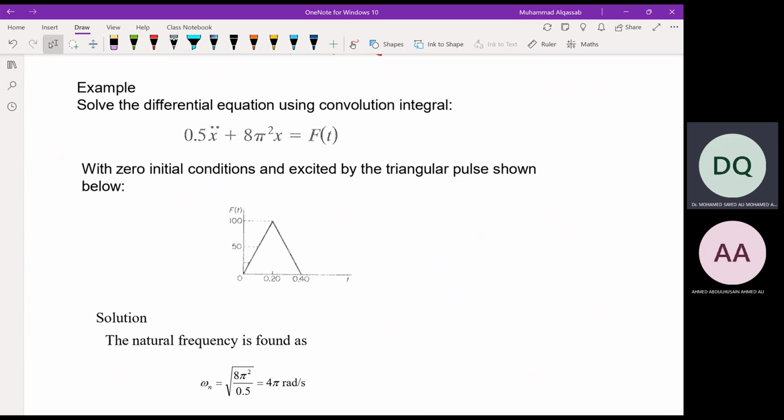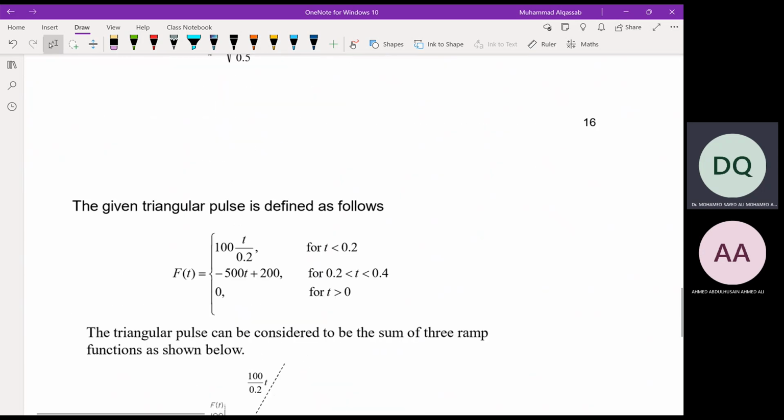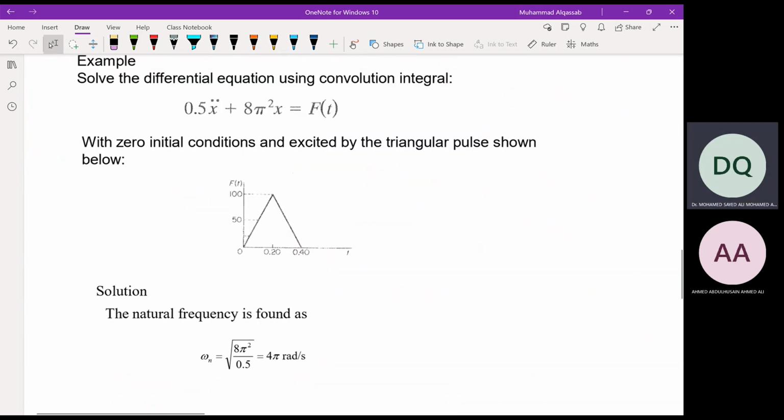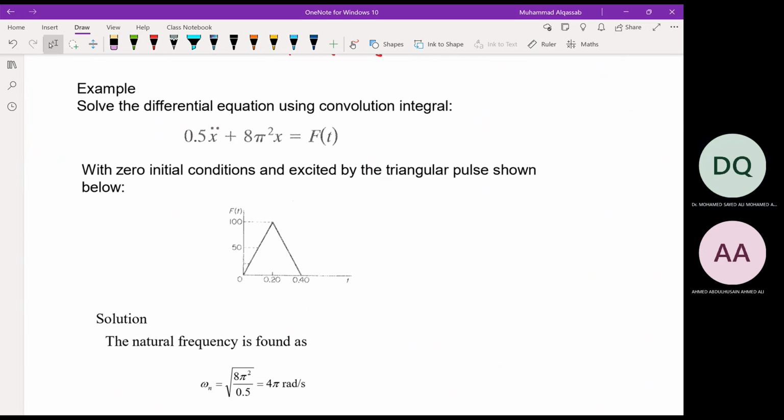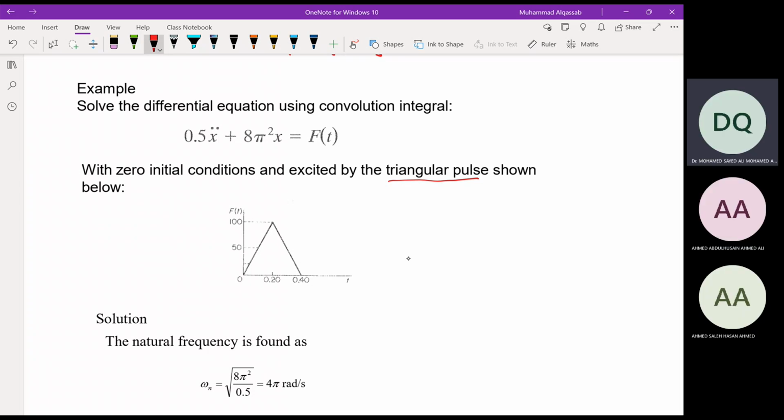Okay, the last example, I think, in this chapter. This is the last one. We have a differential equation given by 0.5 x double dot plus 8 pi square x equal to f of t, where we have zero initial conditions and f of t is a triangular pulse, as shown in the figure. So it is a ramp and then a negative ramp, then zero. Again, there are three intervals.